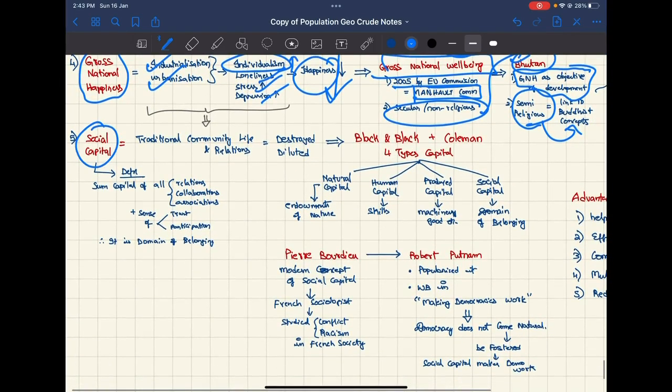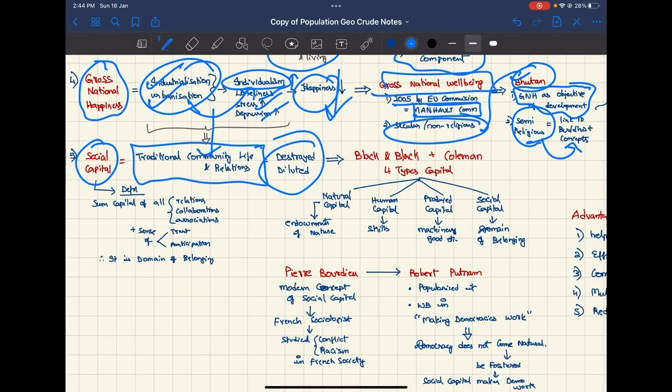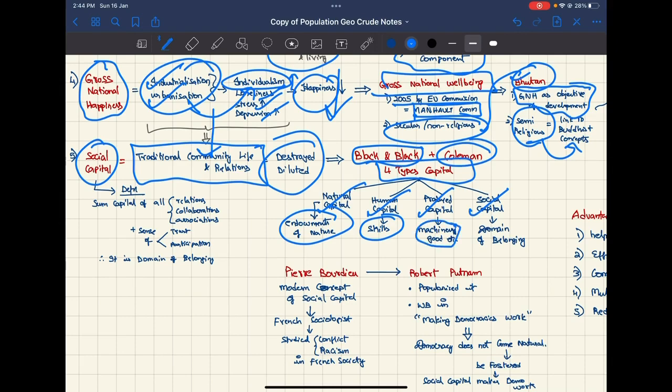Coming to social capital, again the backdrop is industrialization and urbanization leading to more individualism. Therefore, traditional community life and relations are diluted. Black and Coleman suggested four types of capital: natural capital, human capital, producer capital, and social capital. Natural capital is given by nature. Human capital is skills acquired by humans. Producer capital is physical goods like machinery, etc. And social capital is the domain of belonging we have seen here.